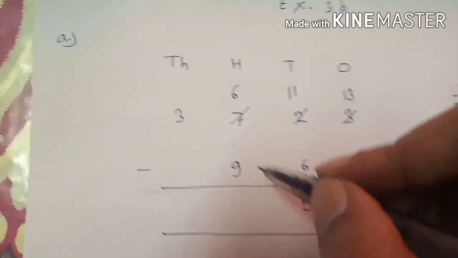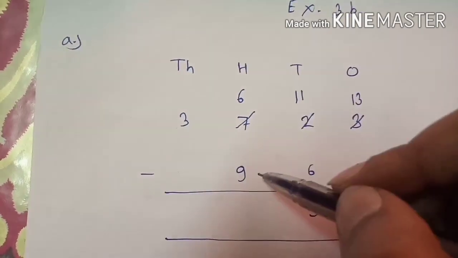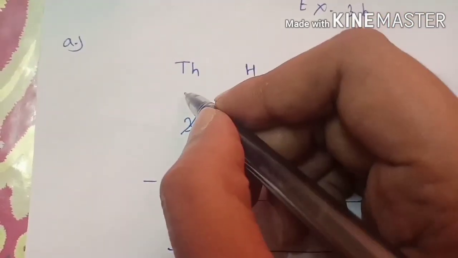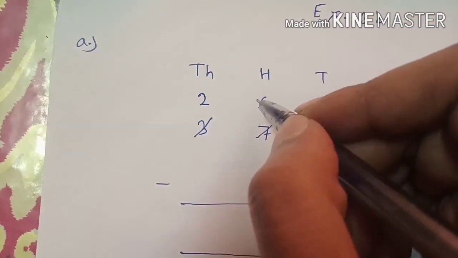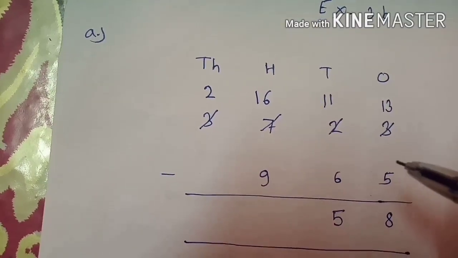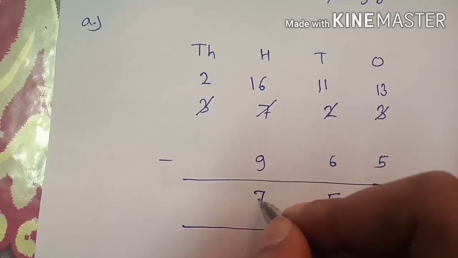Now again we can't subtract 9 from 6 because 6 is small and 9 is large. So we will take one borrow. So this 3 will become 2 and this 6 will become 16. Now when we subtract 9 from 16, we will get 7. Okay, so we will write 7 here.